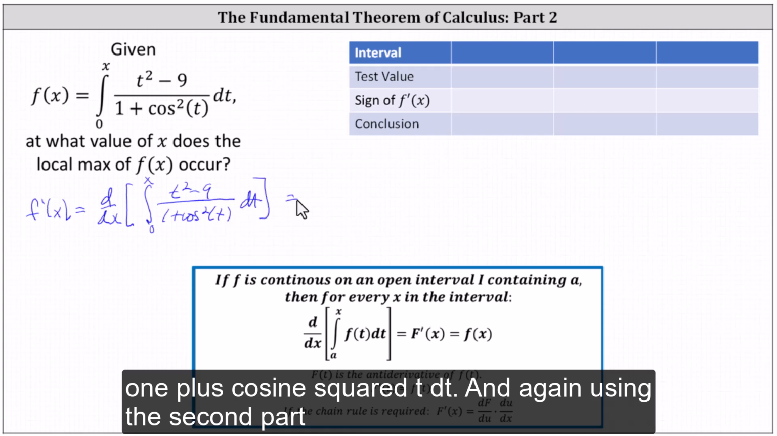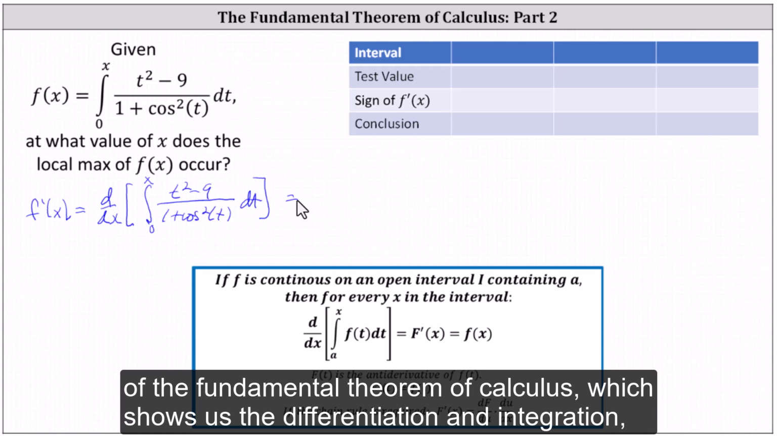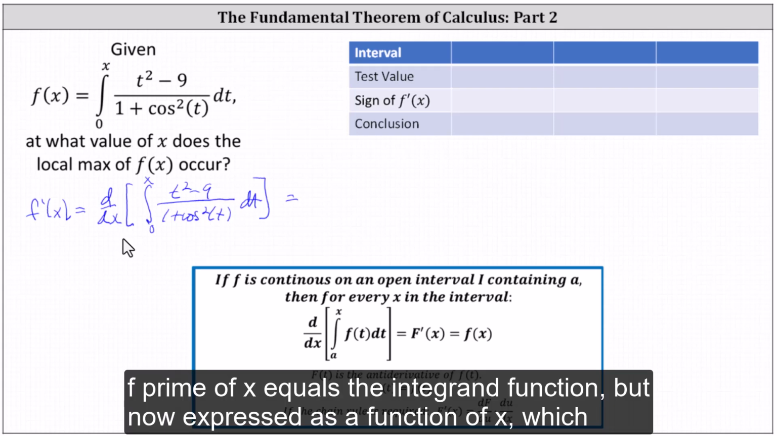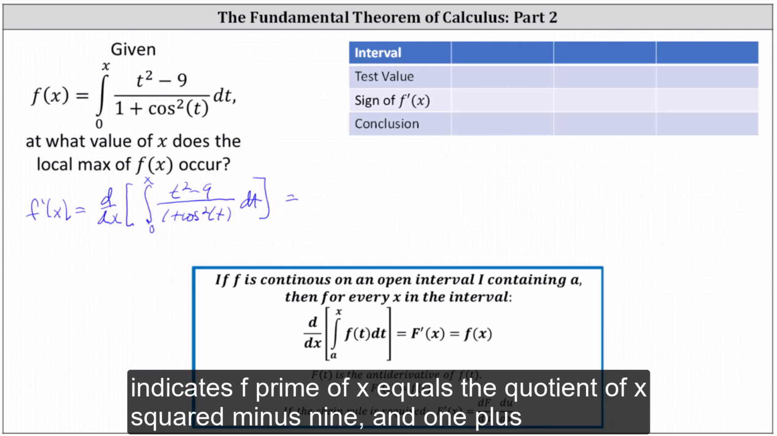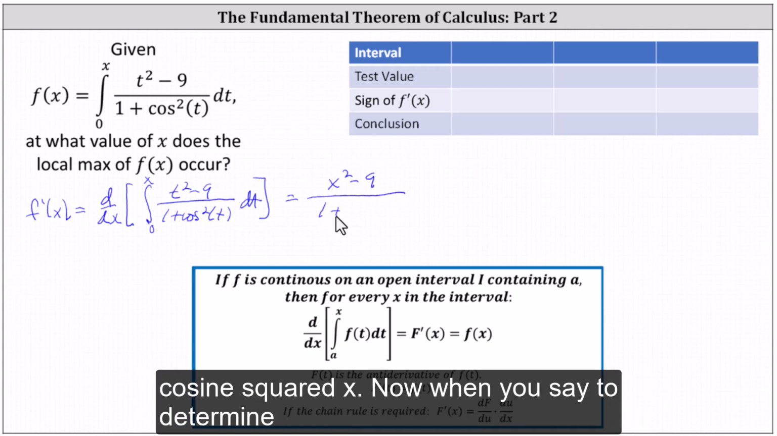And again, using the second part of the Fundamental Theorem of Calculus, which shows us that differentiation undoes integration, f prime of x equals the integrand function, but now expressed as a function of x, which indicates f prime of x equals the quotient of x squared minus 9 and 1 plus cosine squared x.